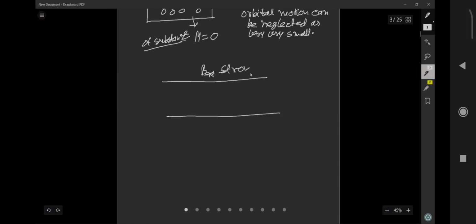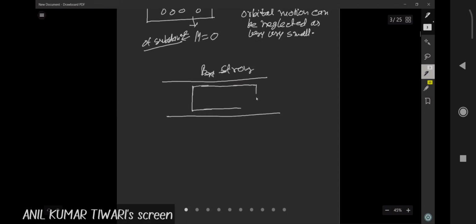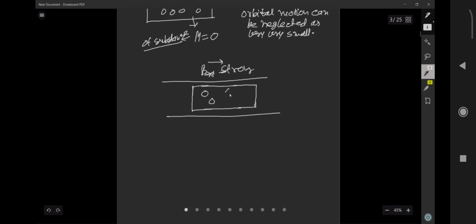Now, when we place it in a strong magnetic field, external and strong, all the atoms start acquiring a magnetic dipole moment. A very small magnetic dipole moment is going to be acquired by all the atoms. The question is, why? Small m is also not zero, therefore capital M is also not zero.